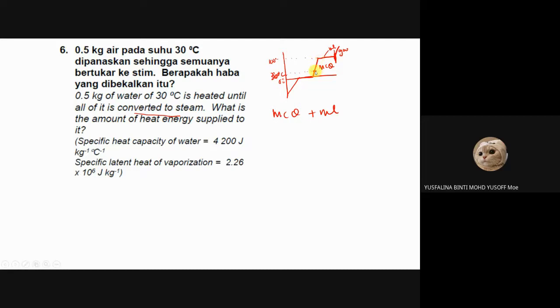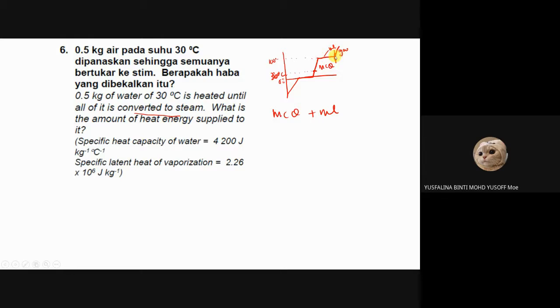Alright, so for this one, 30 degrees to 100, you need to calculate with the specific heat capacity. Q equals mc theta. How much energy does it need to increase the temperature from 30 to 100? That one is mc theta, because only mc theta has the increase in temperature. ml doesn't increase the temperature, it stays constant, right? So for this part it is mc theta. Okay, after that it will change to steam. Starting from here it will change to steam, right? And then at the end here it will be completed.